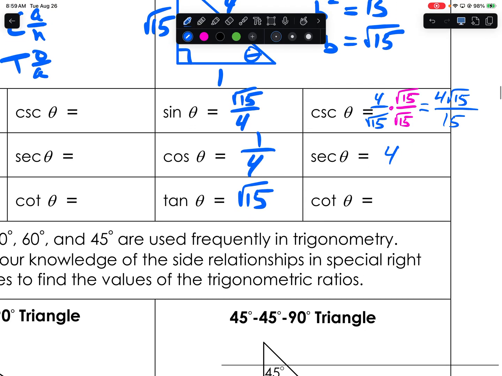So cotangent, if I flip that, it's really like square root of 15 over 1, right? So I have to rewrite this like 1 over square root of 15. To rationalize, I multiply by what? Square root of 15 over square root of 15. And then what do I get? I get square root of 15 over 15.